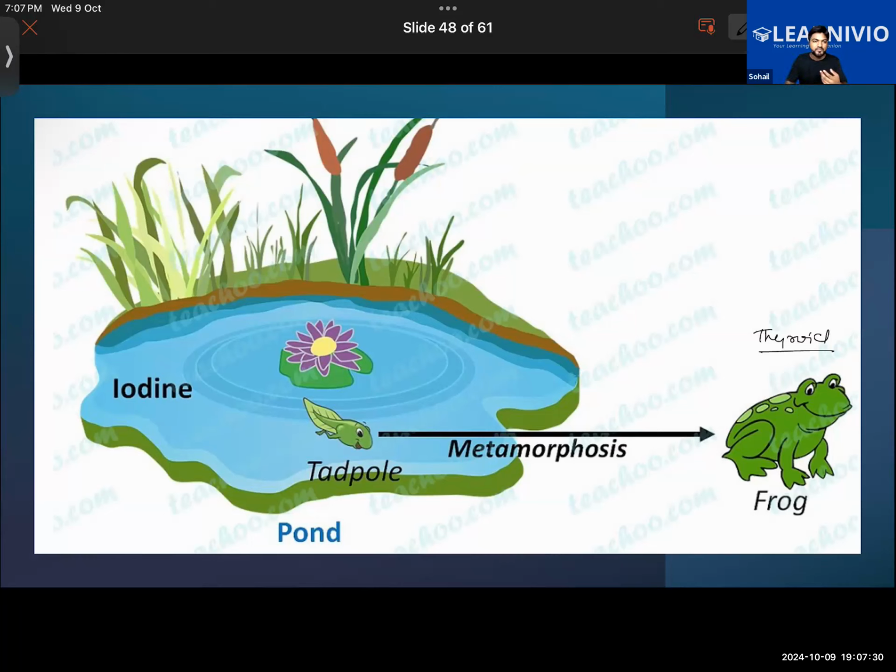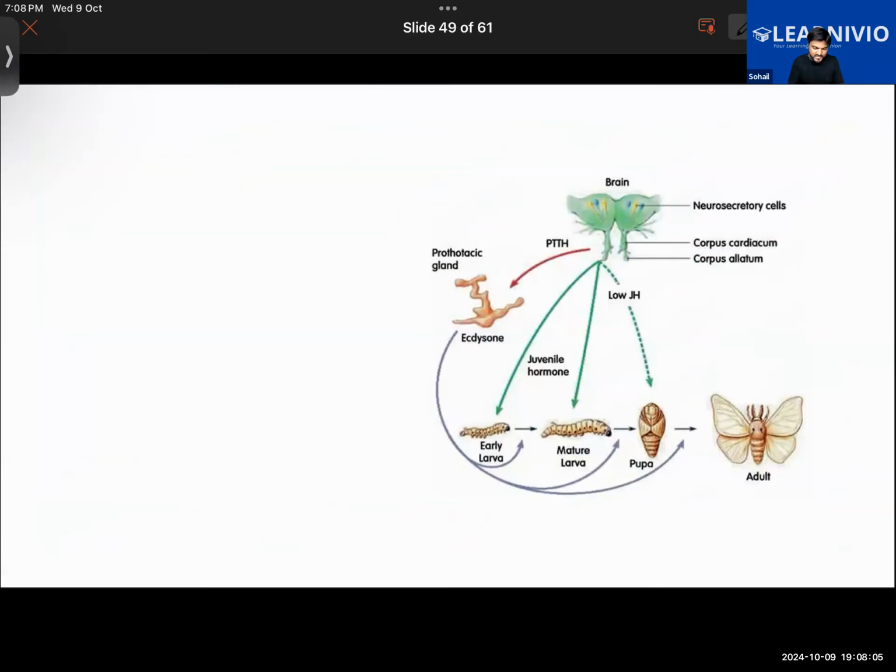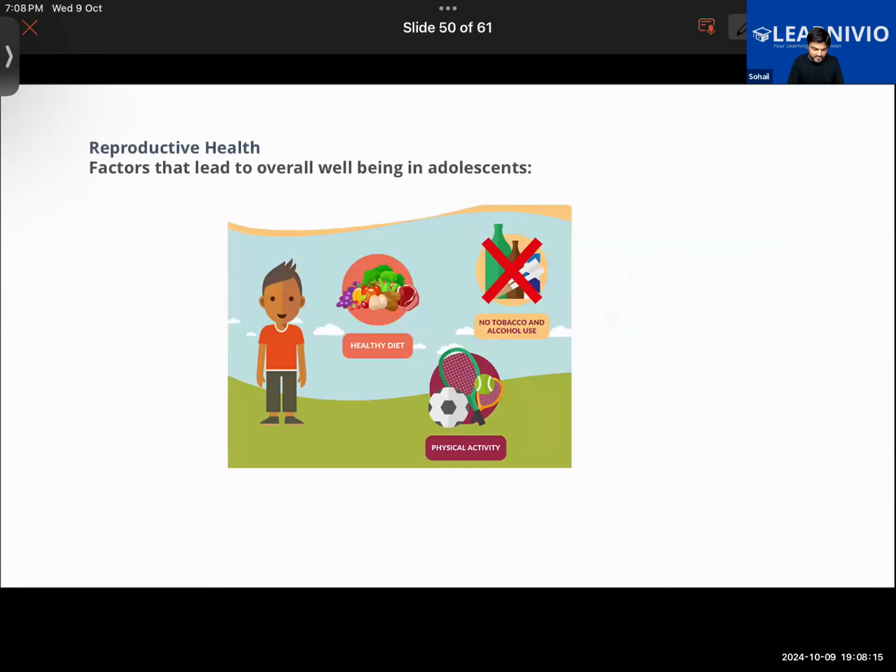How do we humans get iodine? We get it from iodized salt, and from seafood also we get iodine. In the case of the frog, it gets it from the water. So if the water does not have iodine, how will it produce thyroxine? And thyroxine plays a great role in the metamorphosis process, so it will greatly affect metamorphosis in frogs. Same thing happens in the case of the silk moth also. There also the thyroxine hormone is required. Got this, everyone? So that is one thing.